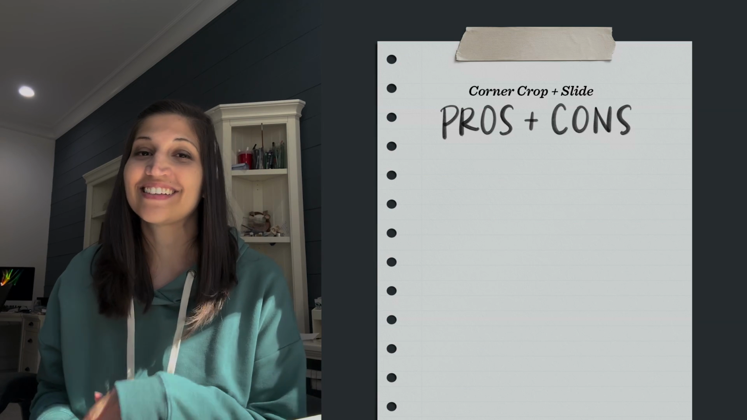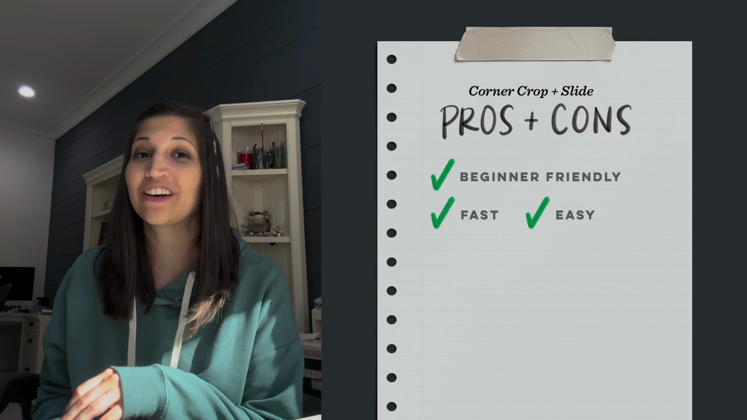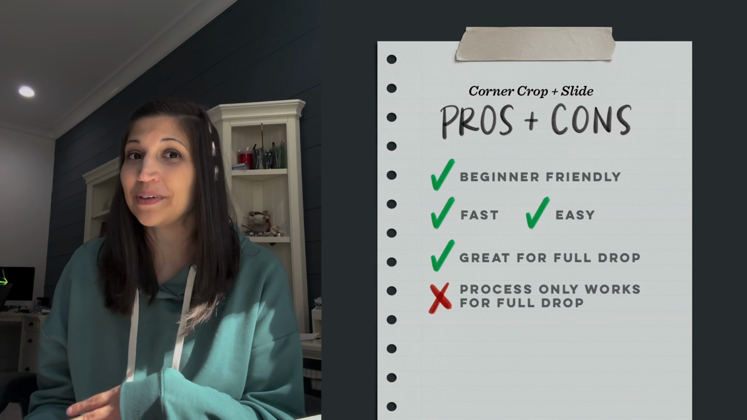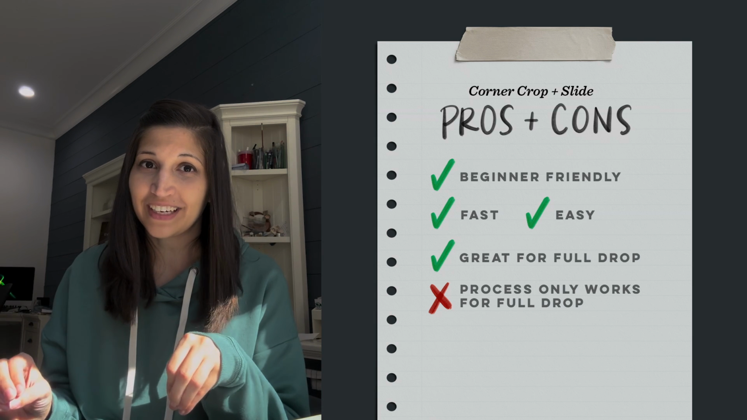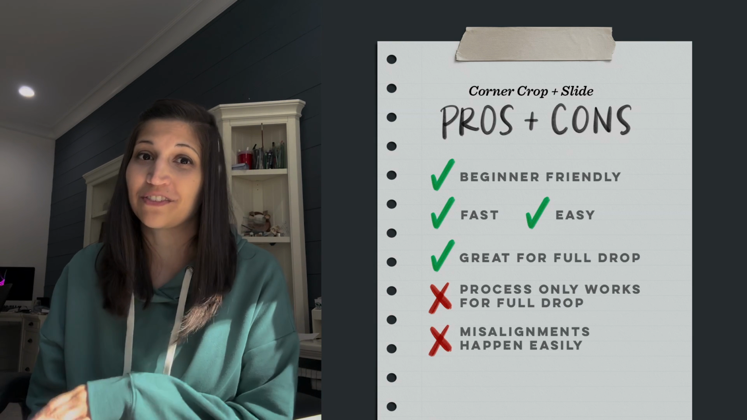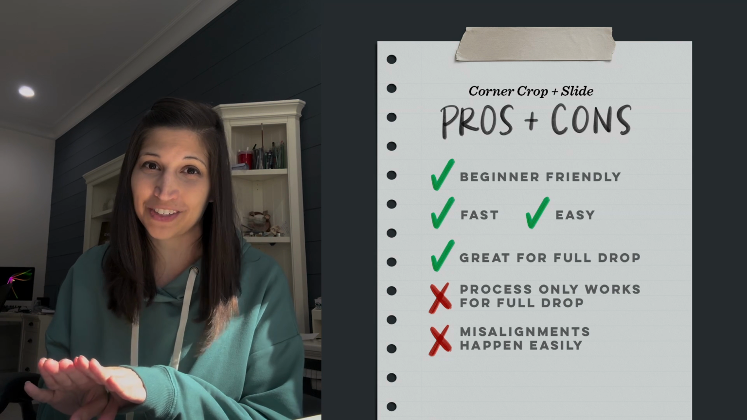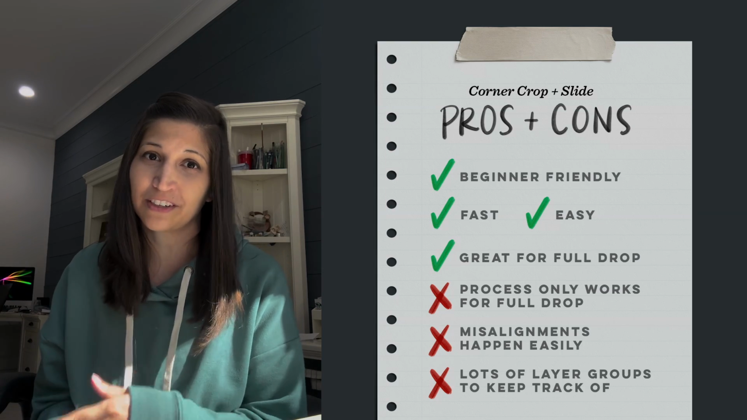The crop and slide is a wonderful option for beginners because it's fast, it's easy, and you can get great looking full drop style patterns. On the other hand, you are limited to just full drop style patterns, and because you're moving things manually, you've got that chance of human error, which can result in those really annoying white hairlines where things don't completely match up. You'll also be working with several layer groups, which can sometimes get confusing.